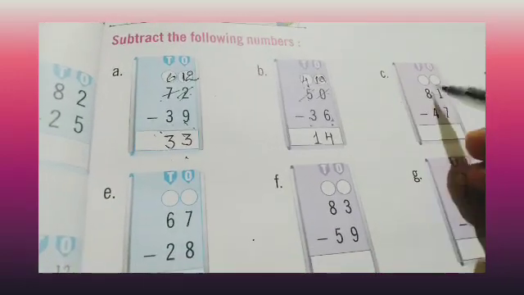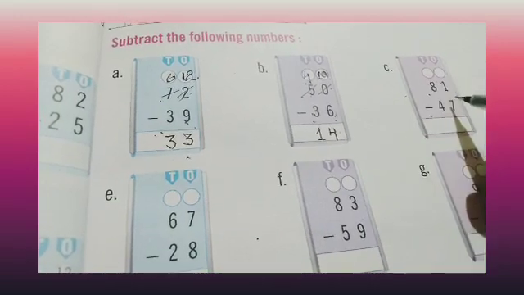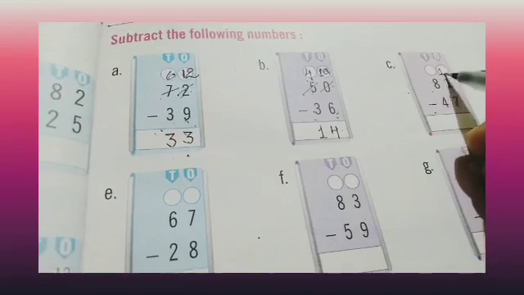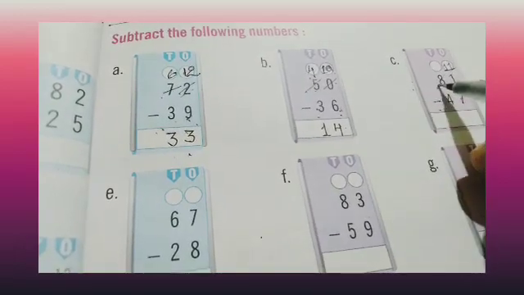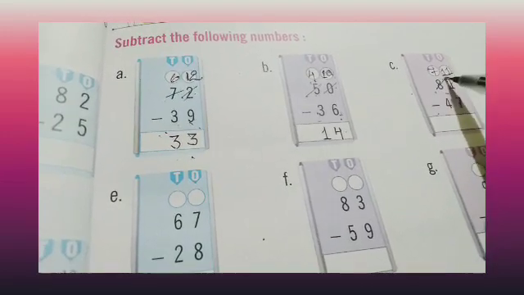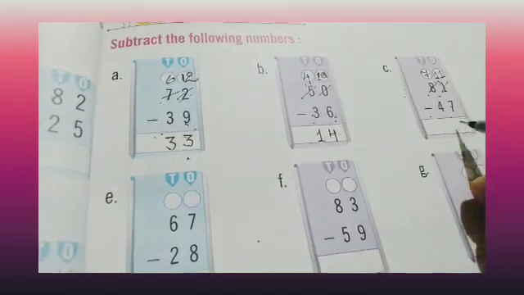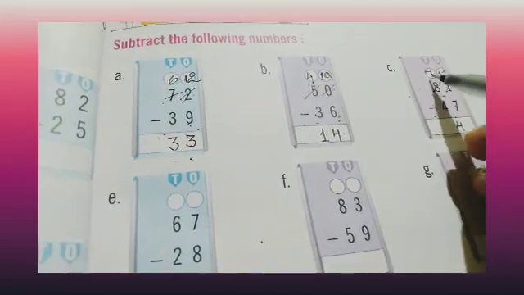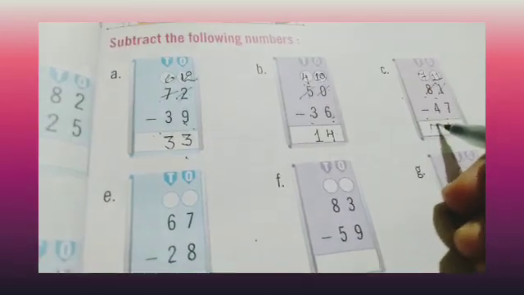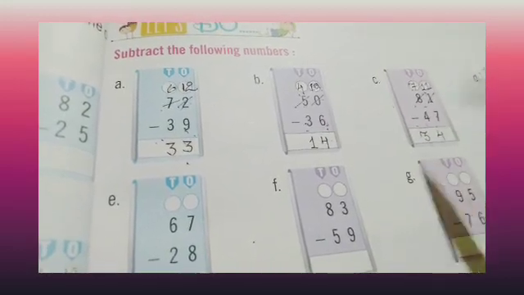Now next part C, 81 minus 47. So children, 1 minus 7 is not possible. So we will borrow 1 ten from 8 and 1 becomes 11, and 8 becomes 7. Okay children. Now 11 minus 7: 8, 9, 10, 11. 11 minus 7 is 4. Now 7 minus 4: 5, 6, 7, is 3. So children, 81 minus 47 is 34.